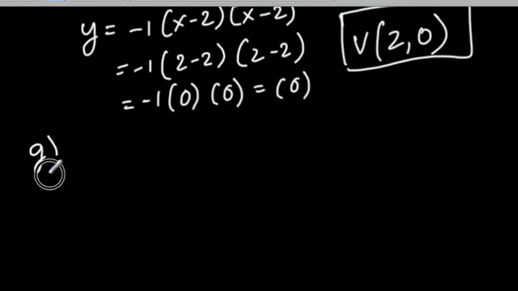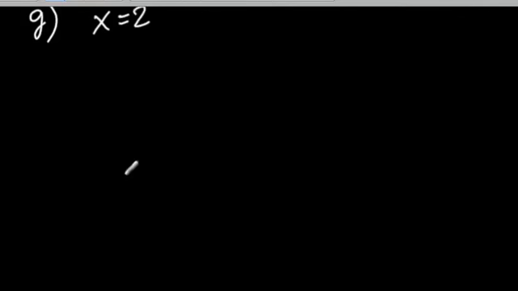Now, G says find the equation of the axis of symmetry. If you have the vertex, it's straightforward. So the equation of the axis of symmetry is x equals 2. That's pretty much it. Now, H says to graph it. So let's graph it.